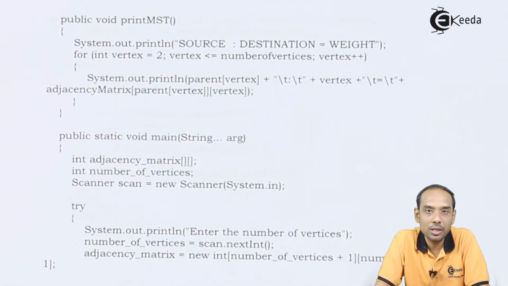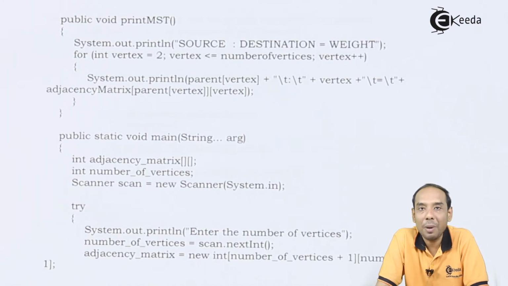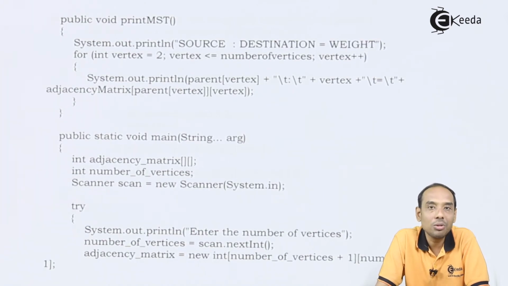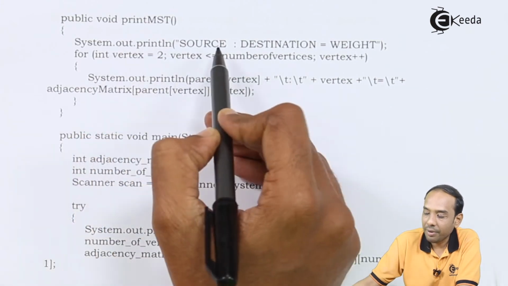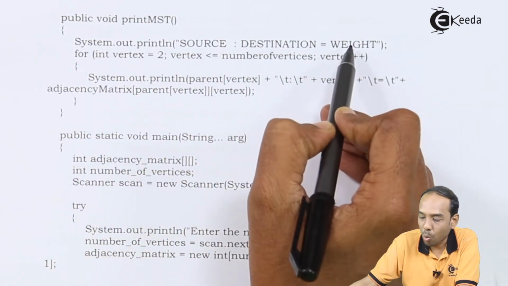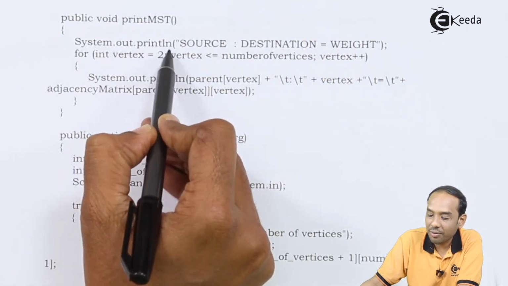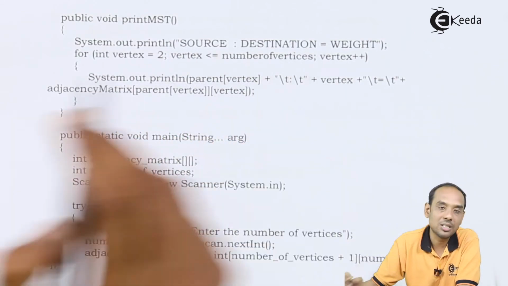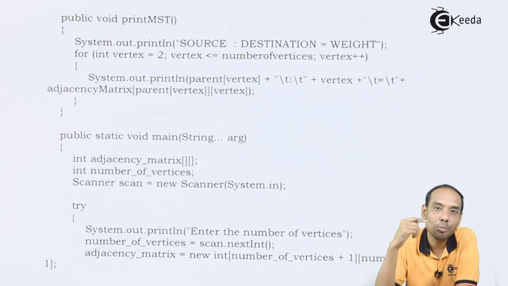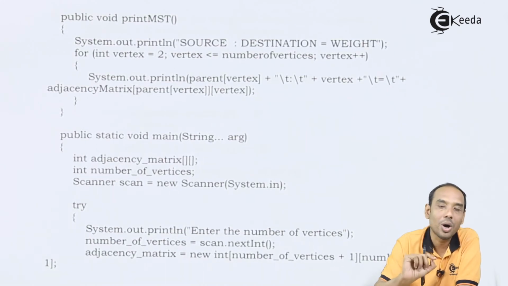logic of Prim's algorithm, but we have not defined the function to print that particular spanning tree. So now we are going to write down the function to print the minimum spanning tree. We write down system.out.println. We take the source and destination and vertex. For this we are going to start with the vertex number 2. Vertex less than equal to number of vertices. Now vertex has to start from 2 because the first vertex is always 1. We start with the second vertex to have the destination.